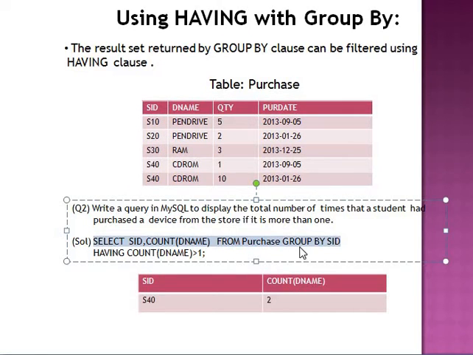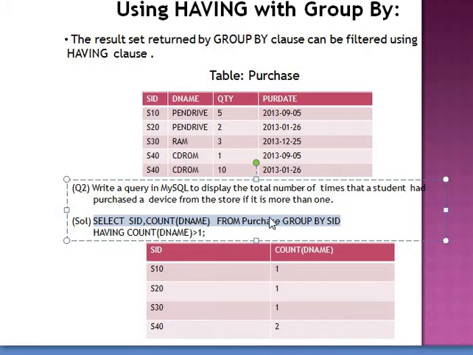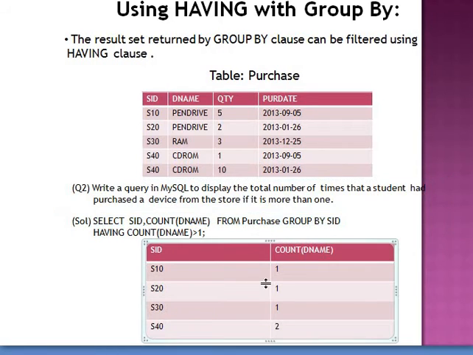So if I execute the first part of the query, which says select SID, count of dname from the table purchase, and then if I group by the column SID, the first part of the query is going to give this output. Selecting SID and count of dname is going to show SID and count of dname as the columns in this output table. And then if I group by SID, then the student with SID entry S10 purchases the device pen drive only once on this particular date. That's why for the student with SID entry as S10, count of dname shows 1.